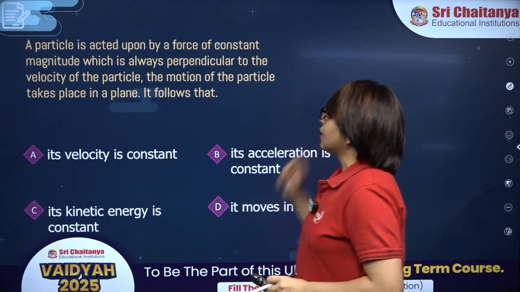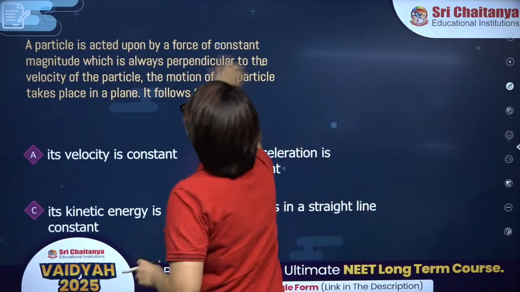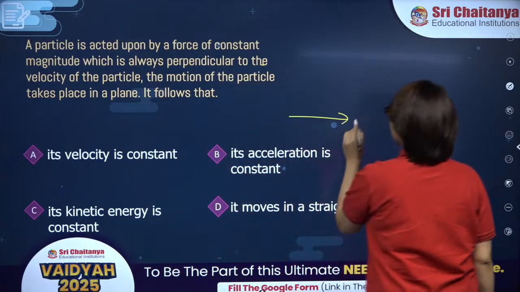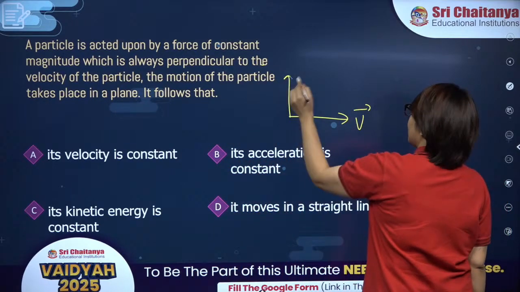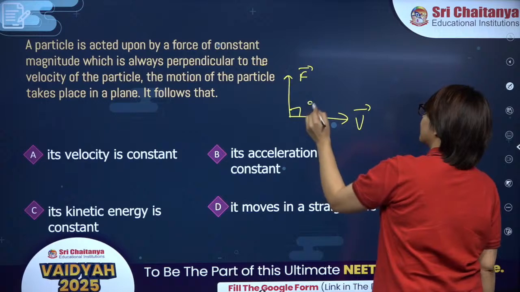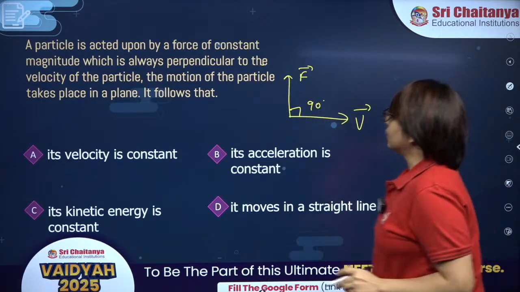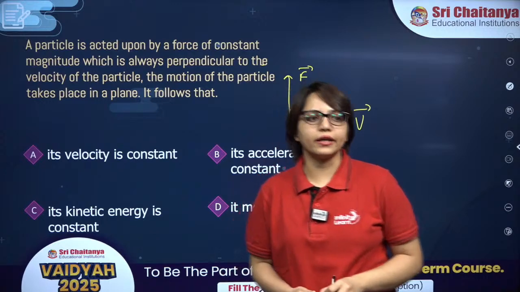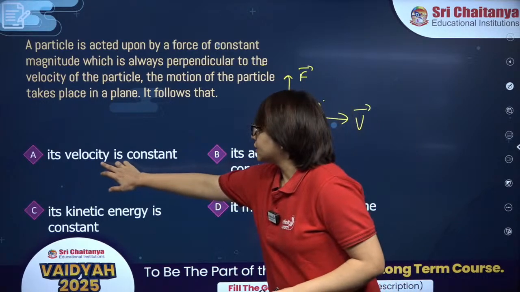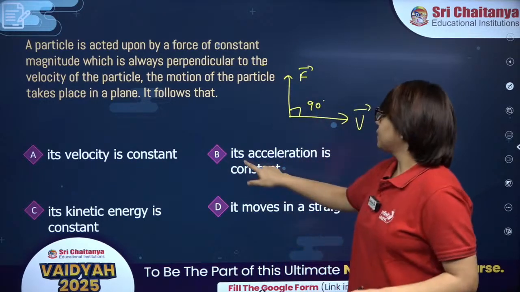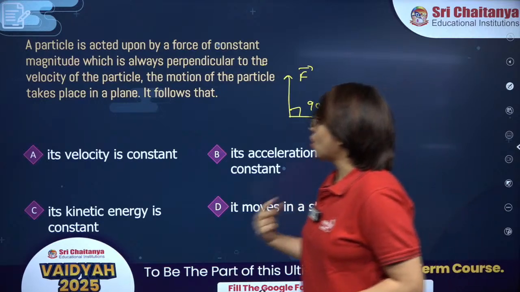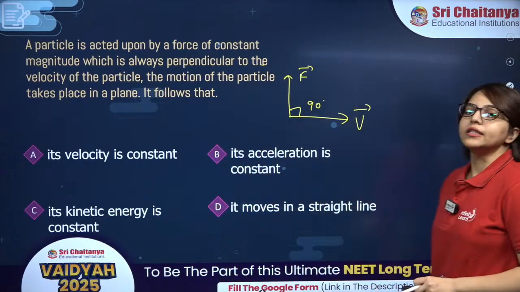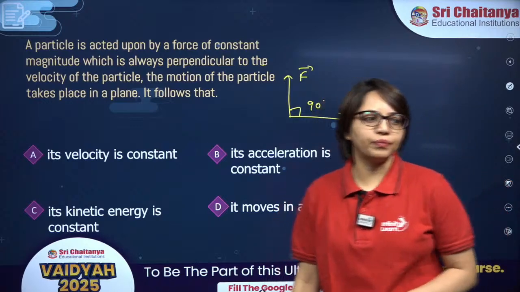Okay, next is: a particle is acted upon by a force of constant magnitude which is always perpendicular to the velocity. Velocity and force are perpendicular, right? The motion of the particle takes place in a plane. It follows that: option A, it is having constant velocity. Option B, its acceleration is constant. Option C, its kinetic energy is constant. Option D, it moves in a straight line.